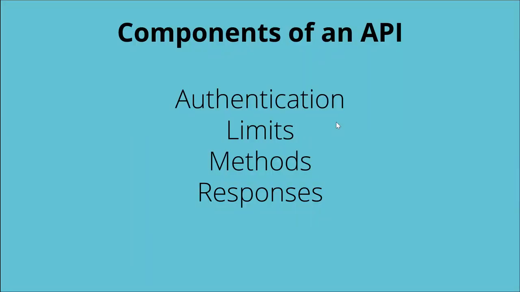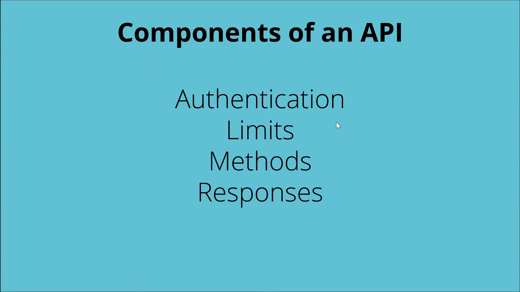So there are a list of components that you need to understand with regards to API: authentication, limits, methods, and responses. These are some terminologies, or components, that we need to be aware of before getting our hands on APIs. With respect to authentication, when you try to access any resource from another client, we have to specify the authentication to make sure that we are getting through, or getting the response that we want. So that's what happens with authentication.